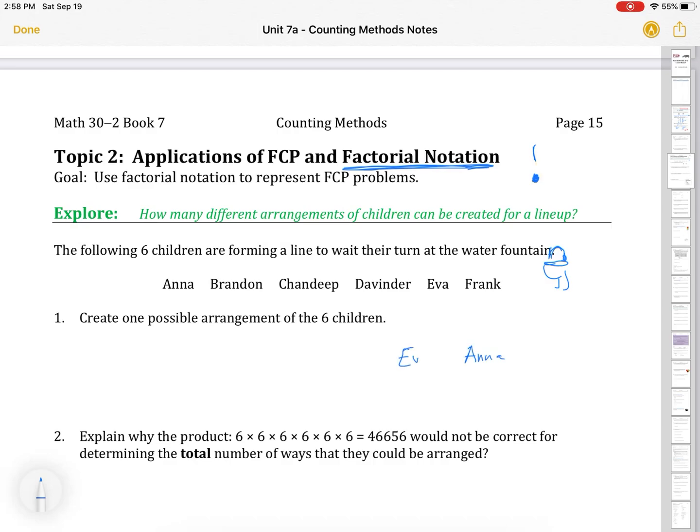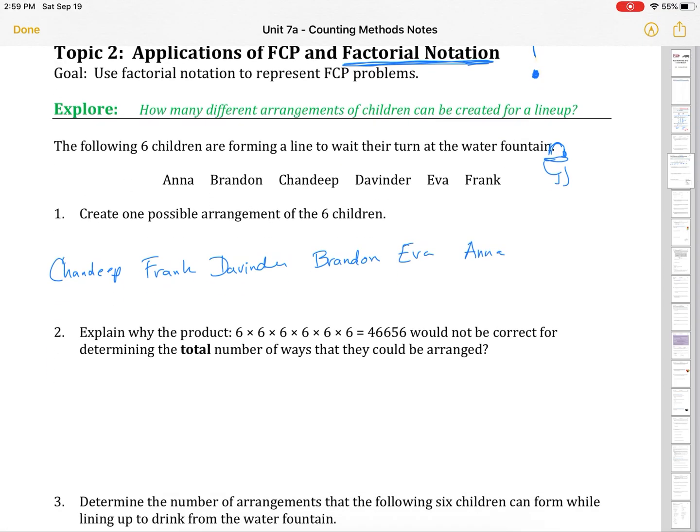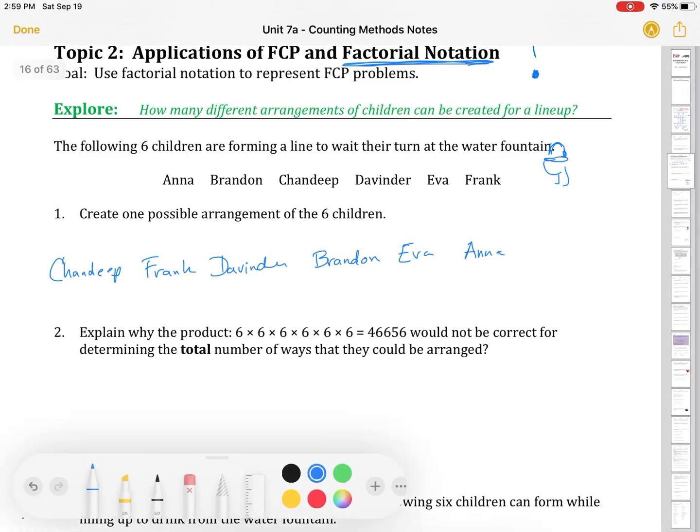We can create a different one. We could have Anna, Eva, Brandon, Devinder, Frank. Did I get them all? No, and Chandeep. So we've got quite a few ways. There's a lot of different ways we can arrange it, right?